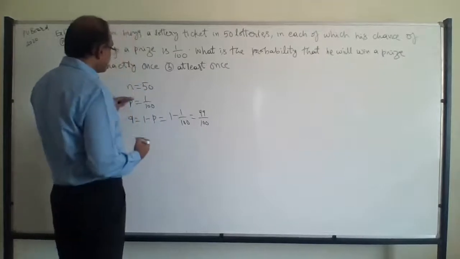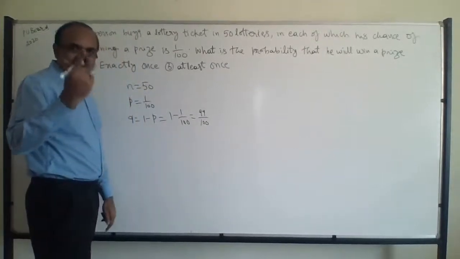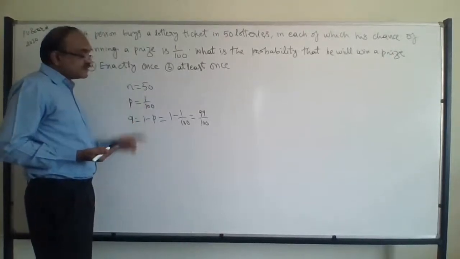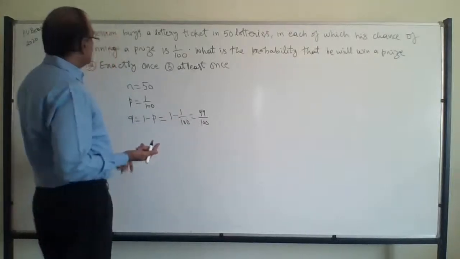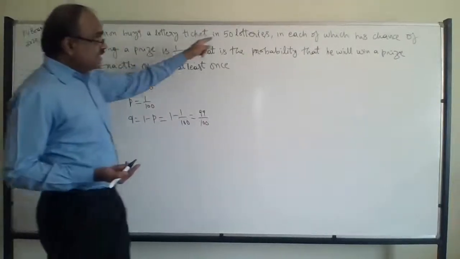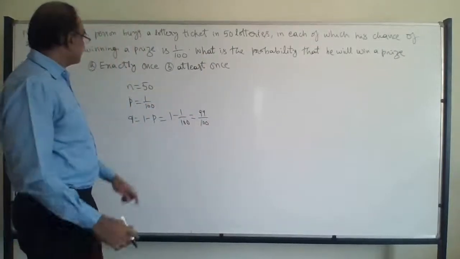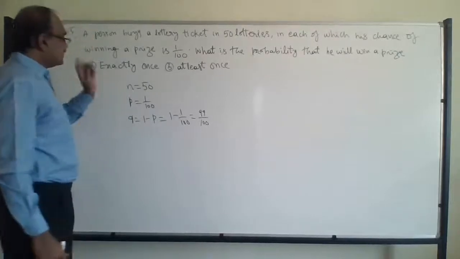So what does it mean? If you buy 100 tickets, you may get one ticket which is winning. That's the meaning of that. The probability of winning is 1 by 100. Failure, there is a lot of chance. But he buys 50 lottery tickets, in 50 lotteries. What is the probability that he will win a prize exactly once?